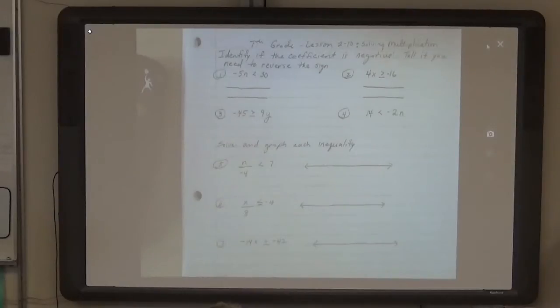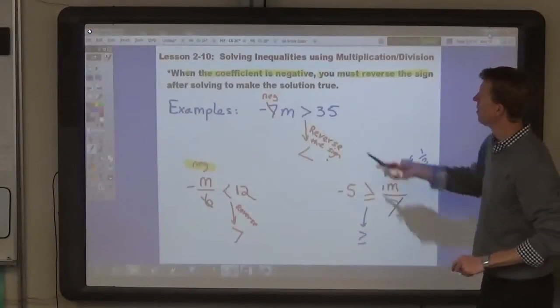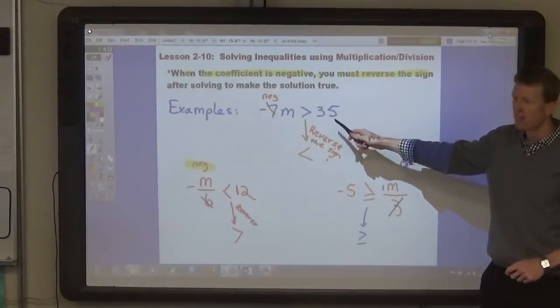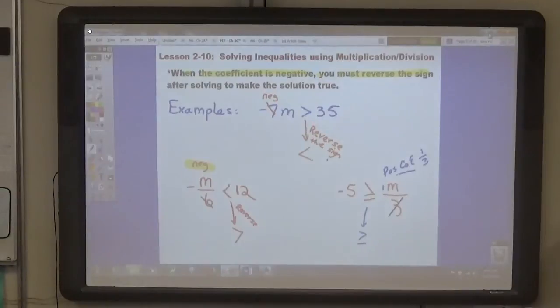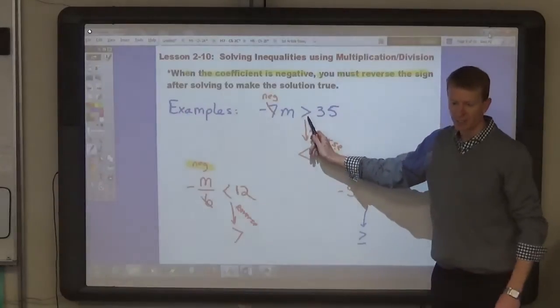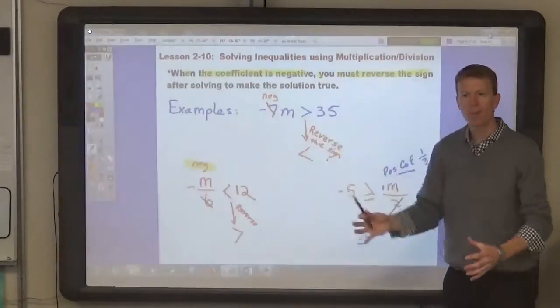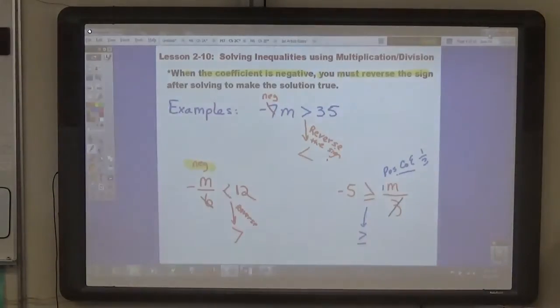And we're going to talk about lesson 210 today. Solving inequalities by multiplying. Okay? So, we're going to have multiplication and division equations that we're working with. But again, instead of the equal signs, these are inequalities. So we're going to solve them the same way as the equations with equal signs, but we have to remember to do a couple of things.